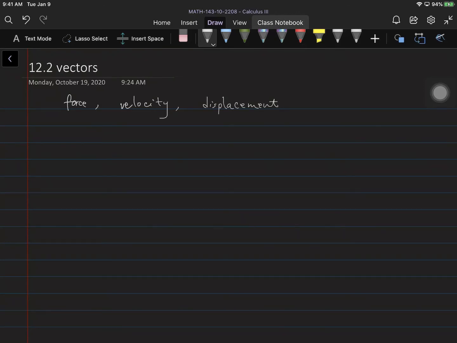Hello everyone. We are going to learn 12.2 today. So let's take a look. It's all about vectors. So firstly, let's take a look at force, velocity, and displacement.